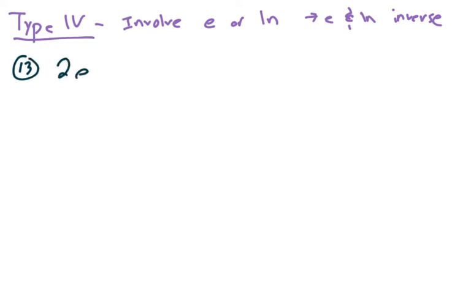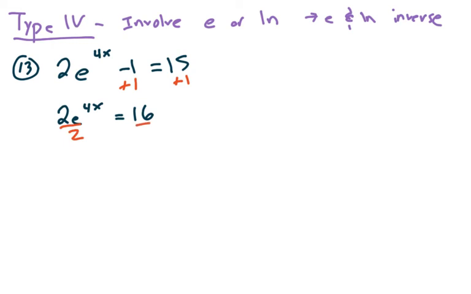let's do 2e to the 4x minus 1 equals 15. Now, similar to our exponents, we want to get this e to the 4x by itself. So the first thing I'm going to do is add 1 to both sides. And then to get the 2 away, I'm going to divide each side by 2. To get e to the 4x equals 8.